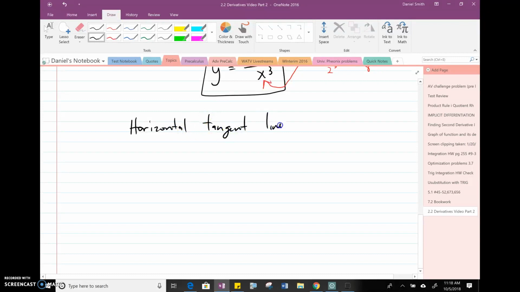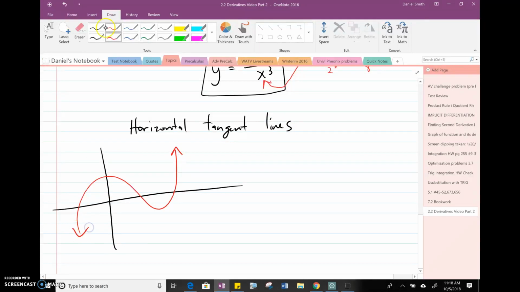Horizontal tangent lines are crucial because, take a look at this picture. If I graph this graph, there are only 2 points on that entire function where the tangent line will be perfectly flat. That is right here. Can you imagine why that slope would be flat? And that is right here.